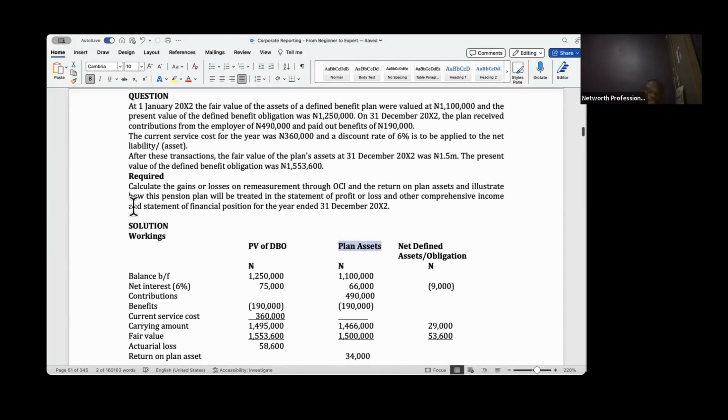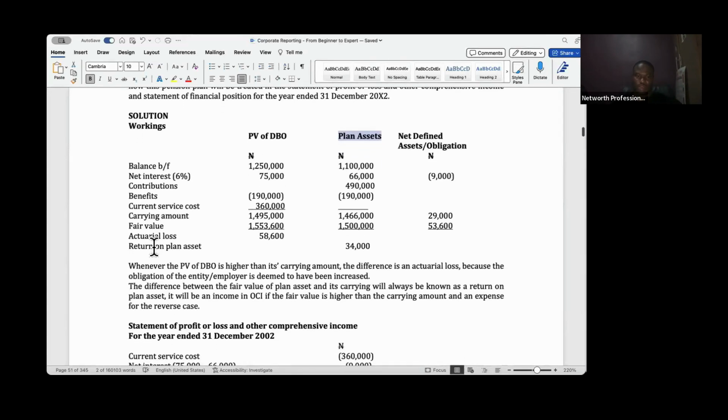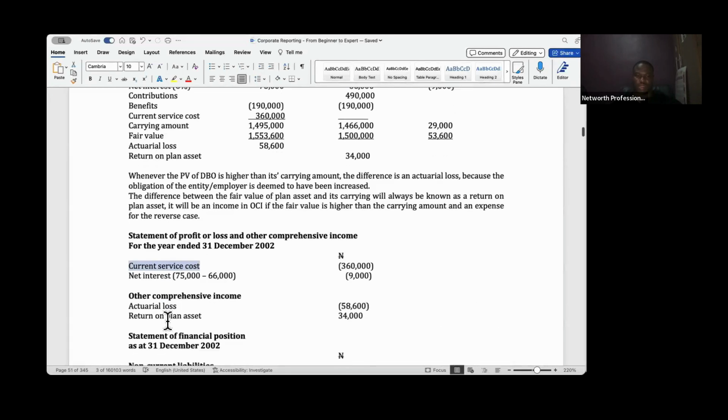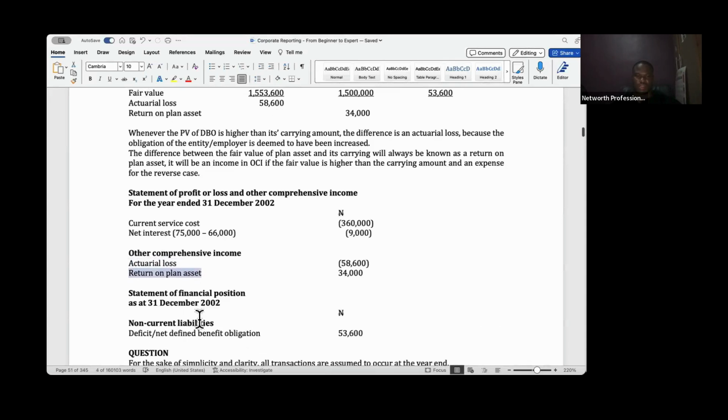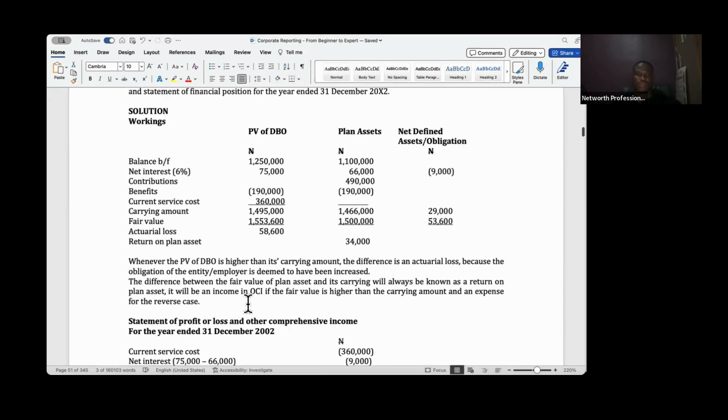Yeah, I need more questions from you guys. Okay, since you are not asking any question, let me ask you a question. So now, in my P&L, I only recognize current service costs and net interest. And in OCI, I recognize actuarial loss and return on plan asset. And in my statement of financial position, I recognize the net of the plan asset and the obligation.